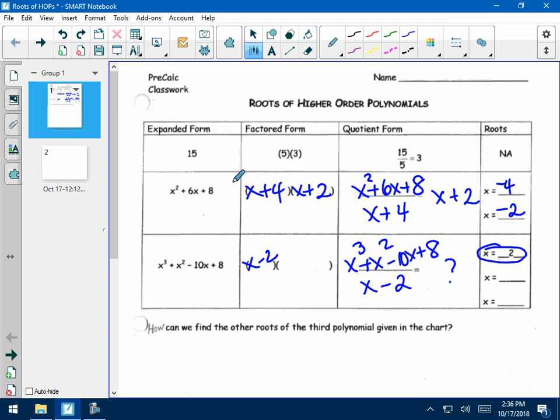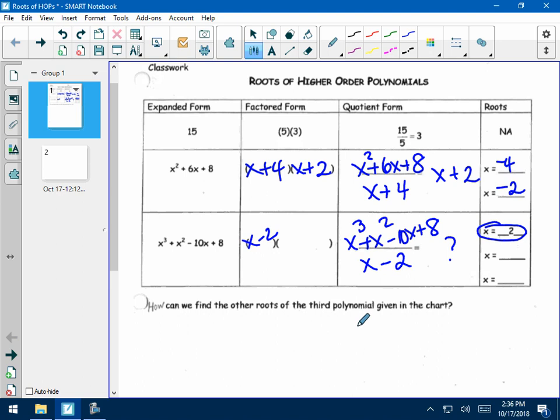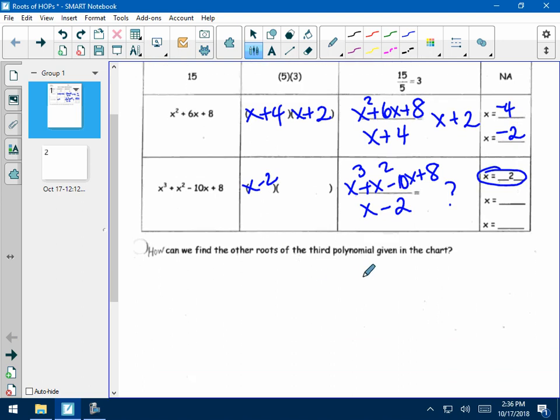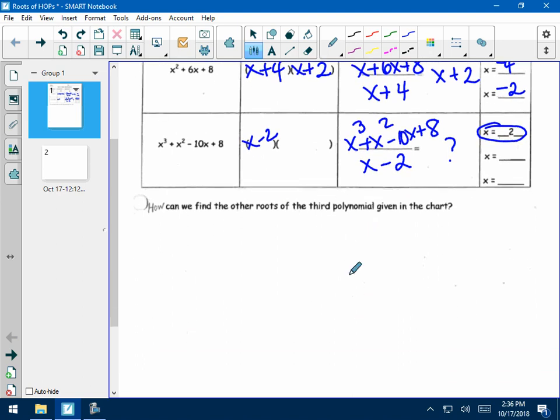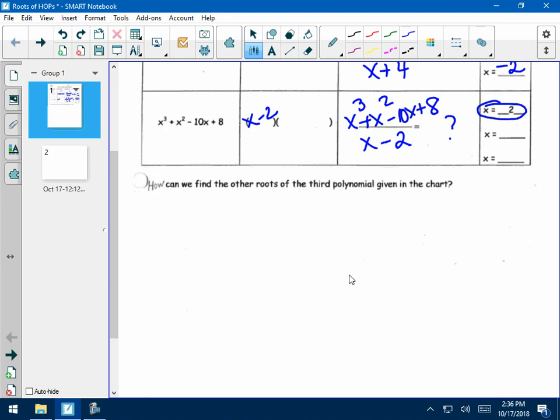So it says, how can we find the other roots of the third degree polynomial given in the chart? Well, we're going to take a look at a polynomial division process that allows me to figure out what's left over from that division, and hopefully that will lead us to the other two roots. So if I go ahead and set up some long division, this is something that you would have seen last year. So I'm going to take x minus 2 and divide it into x cubed plus x squared minus 10x plus 8. If I was there, I would be expecting to hear some moans and groans right about now. So go for it. I'll give you 5 seconds.